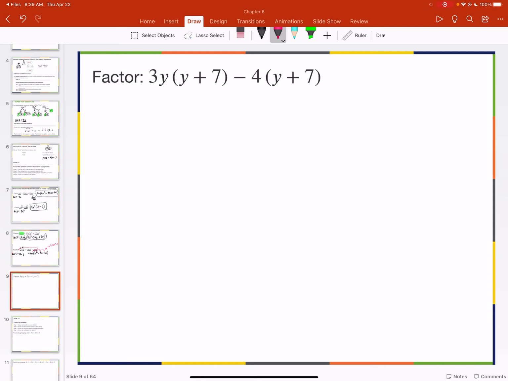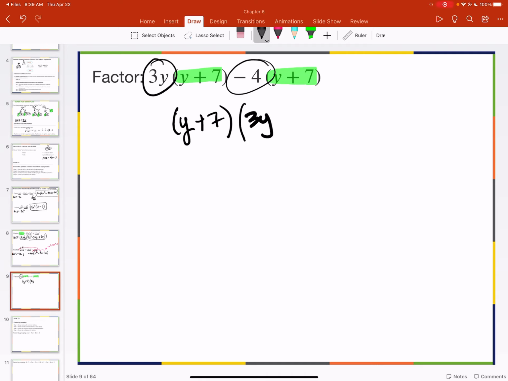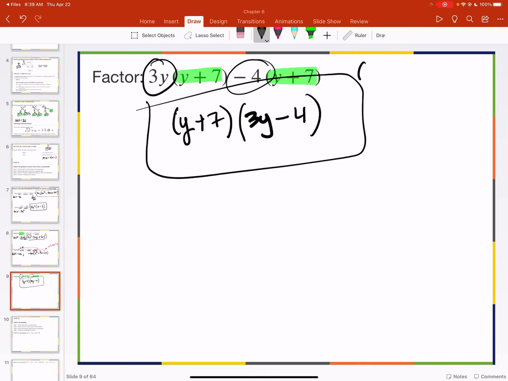Let's do another one. Here, what's in common, actually interesting, is the binomial. The binomial is in common. So we can factor that out. And what's left? We have 3y and then minus 4, and that's it for this one, because the GCF in this case was y plus 7.